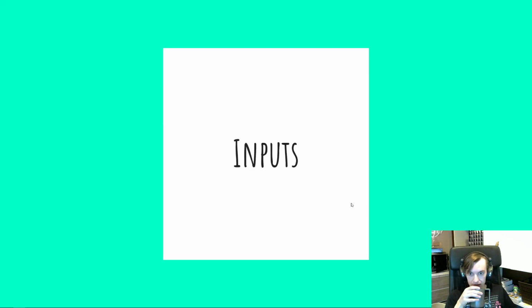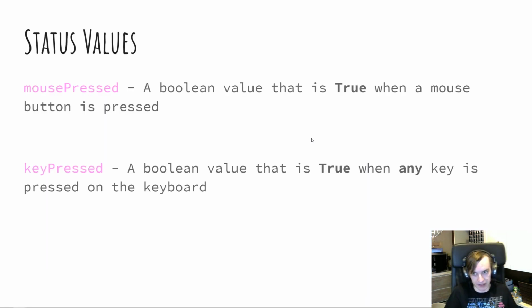Excellent to hear. So we're now going to talk about inputs, and this is where things really get interesting, because this is where we start to make programs that do things depending on what the user does. We've already talked about a couple of input variables, but we're going to talk about these two first. These are status values, kind of.